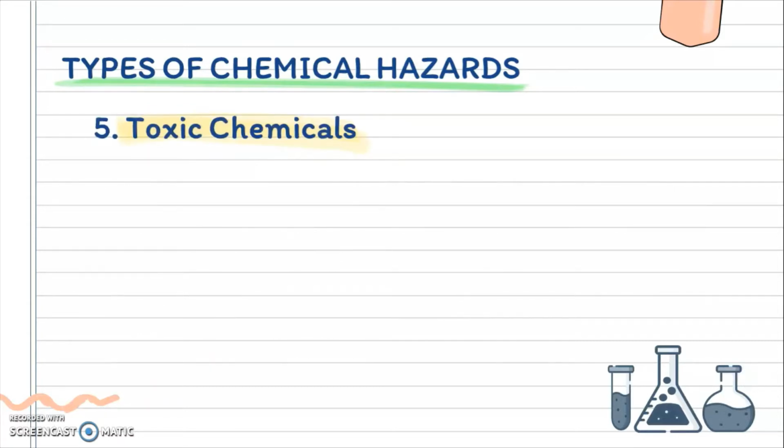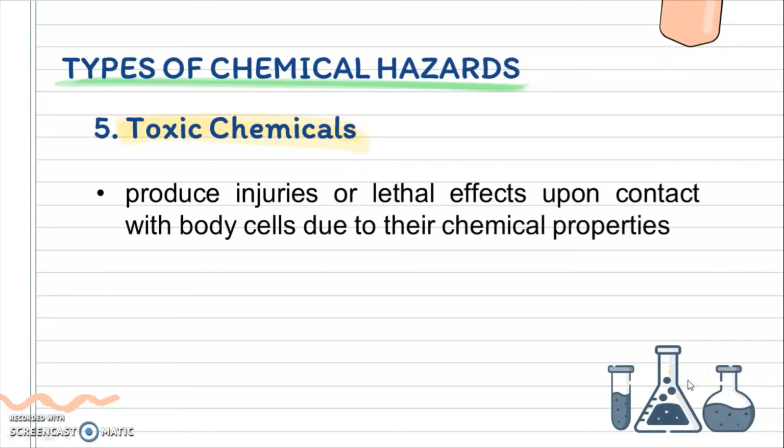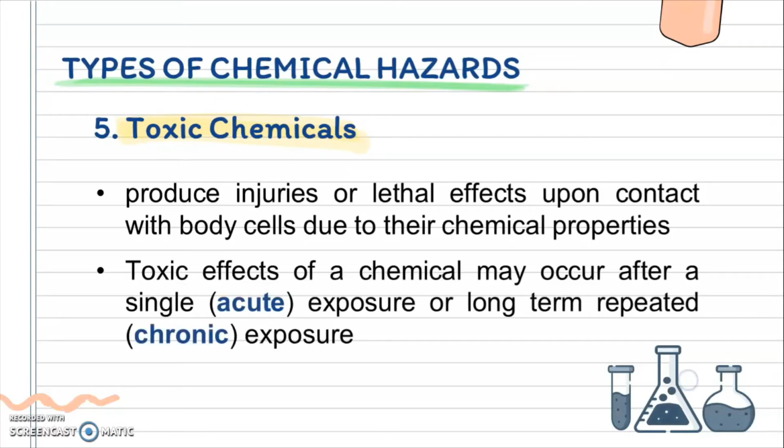We also have toxic chemicals, which are chemicals that produce injuries or lethal effects upon contact with body cells due to their chemical properties. These are very harmful chemicals. Toxic effects of a chemical may occur after a single or acute exposure.